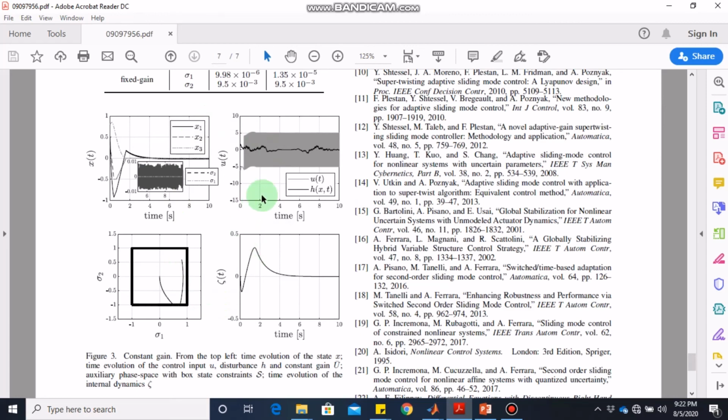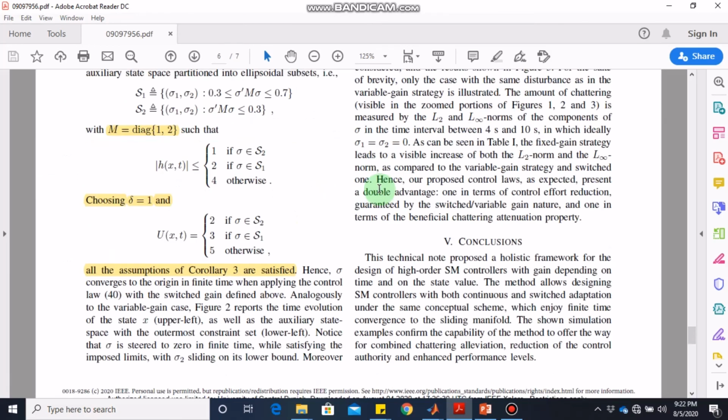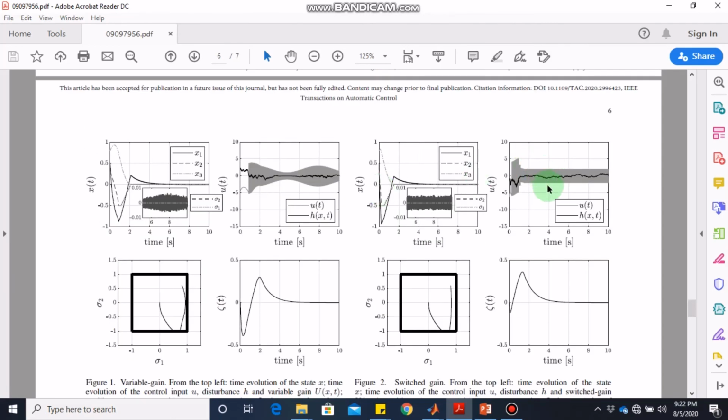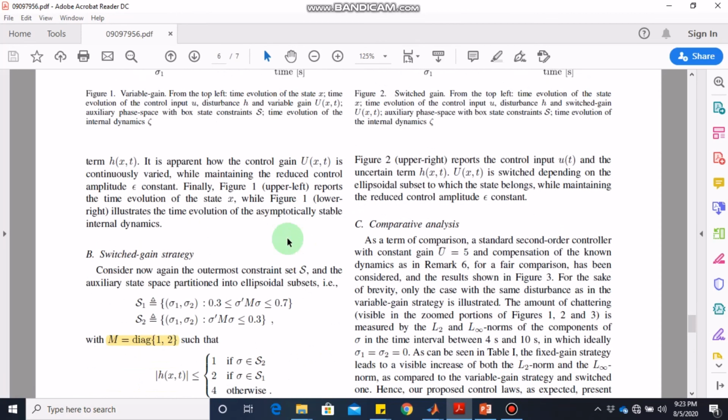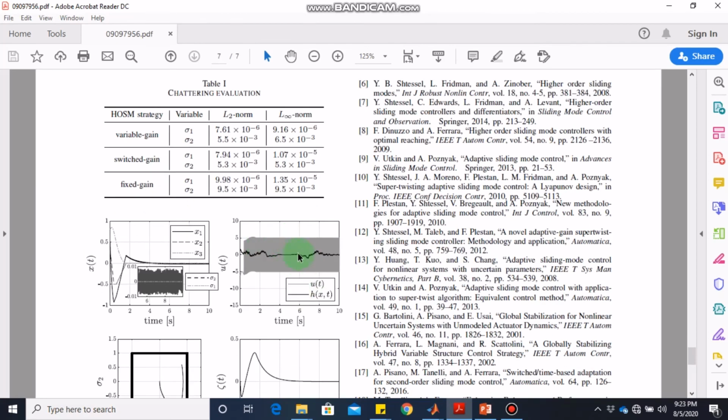You can see that the control signal is very large here. These are the results for the switched gain controller, and these are the results that we have already recreated for the variable gain controller. You can see that the variable gain controller probably gives you the least amount of control effort, the switched gain requires more effort to do the same task, and the constant gain is the most expensive controller in terms of control magnitude.